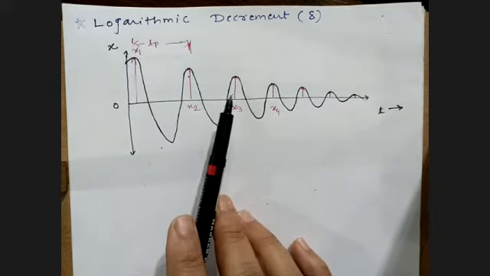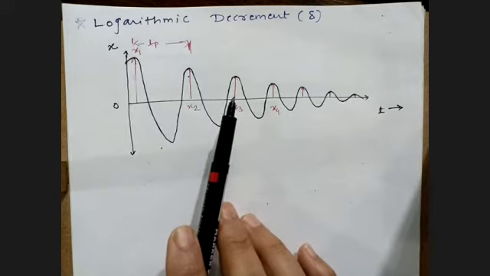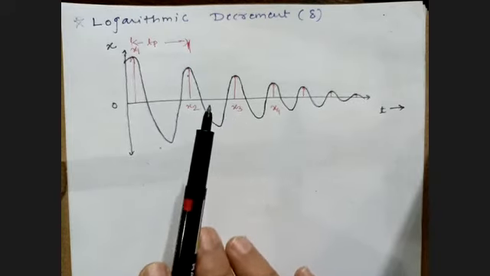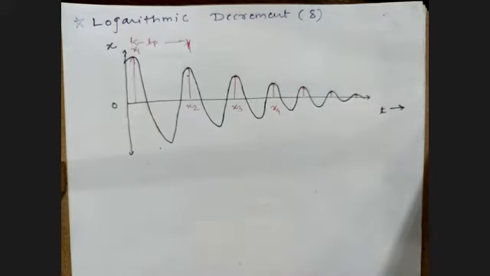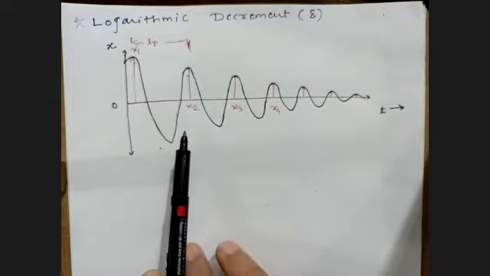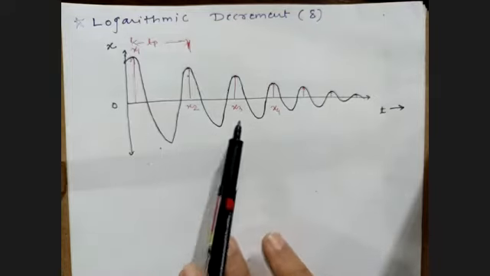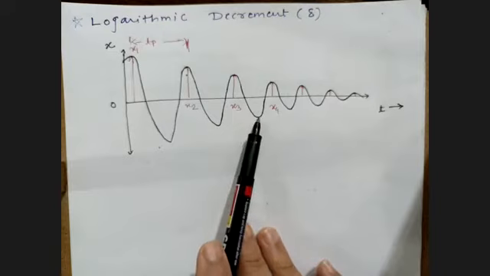That is called its logarithmic decrement. So what is the logarithmic decrement? The rate of decay of an amplitude is measured by the parameter which is known as logarithmic decrement. At what rate the amplitude has been reduced, that is called the logarithmic decrement, right?